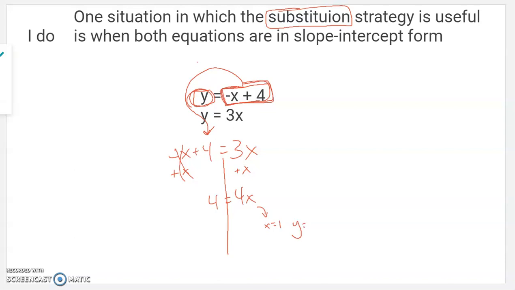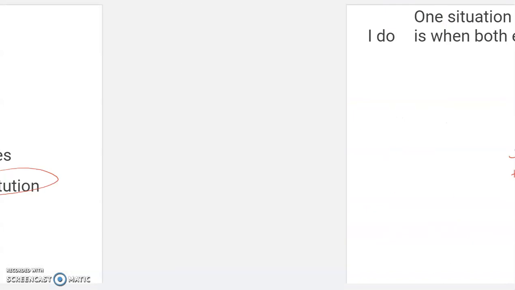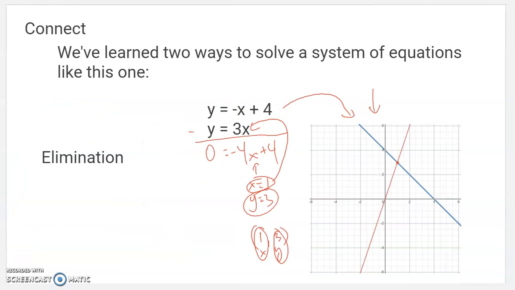Well, same as with elimination. Once you know one of the variables, you can just go back to your original equation, whichever one looks easier, and you can use x to find y. So now that I know that, I would know that y equals 3 times 1. So y equals 3. And you'll notice that solution matches exactly what we found back here.